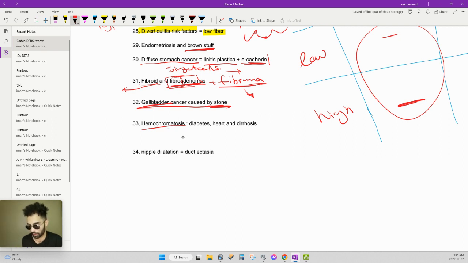hemochromatosis. It has three things. Actually, let's talk about Wilson while we're at it. So hemochromatosis basically: the first thing that goes wrong is that you have a mutation. This is for the hereditary form. You have a mutation that upregulates the absorption of iron from your intestine, so you get more iron everywhere.